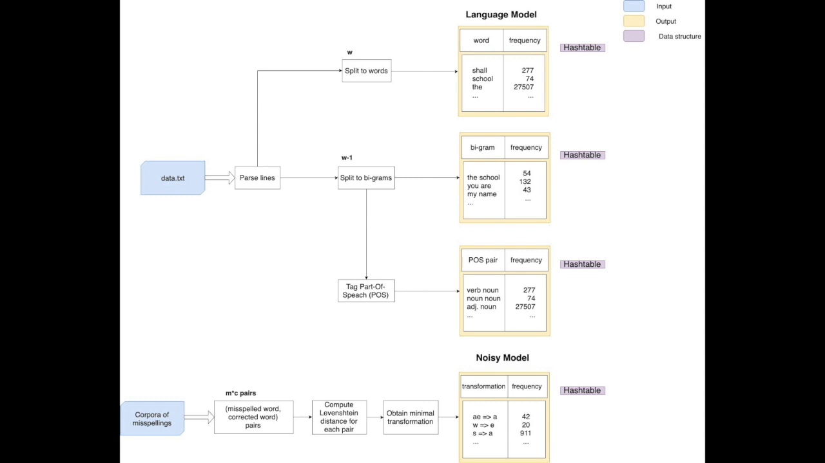Next, we build the noise model. We iterate over a database of the most common misspellings in the English language and calculate the Levenshtein distance between each misspelling and the corrected word. We use the Levenshtein distance to determine the minimum transformations, such as deletions, insertions, and substitutions, necessary to correct the misspelled word. Each transformation is added to the hash table. In the end, our noise model consists of a hash table that stores the frequency of each transformation.